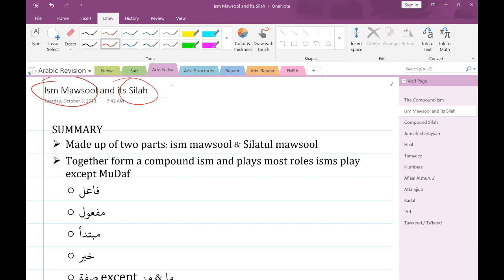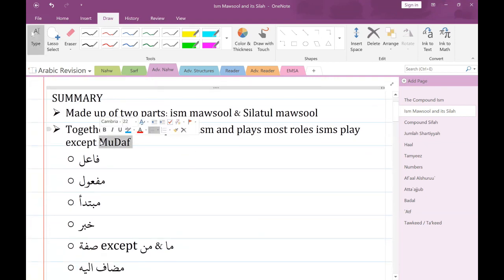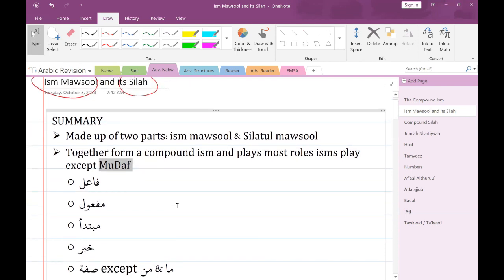which plays, again, most roles isms play. Just like the compound ism, the masdar muawwal, plays different roles, you have the ism mawsool and its sila doing the same thing. It's just a long structure that behaves like an ism. So it could have different roles in the sentence, okay? Except for mudaf. It can never be a mudaf. You can never have an ism mawsool and its sila as a mudaf. Okay, it can be a lot of other things, all the other things that we know of. It can never be a mudaf.